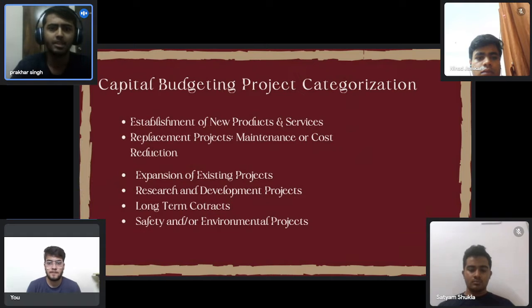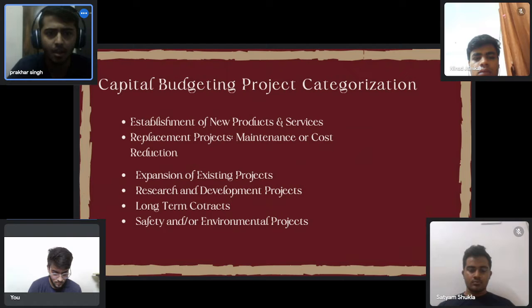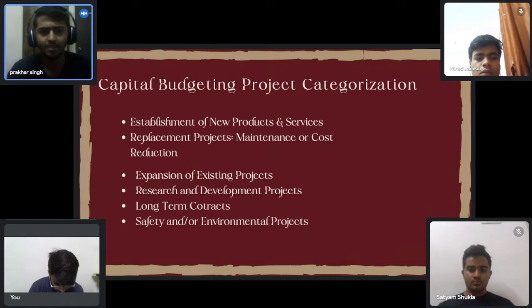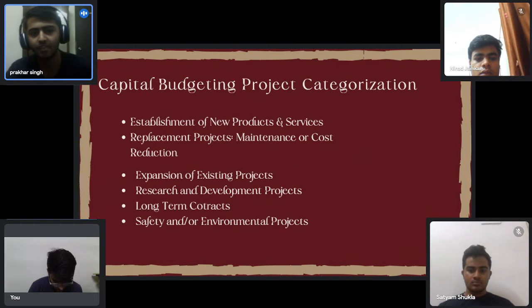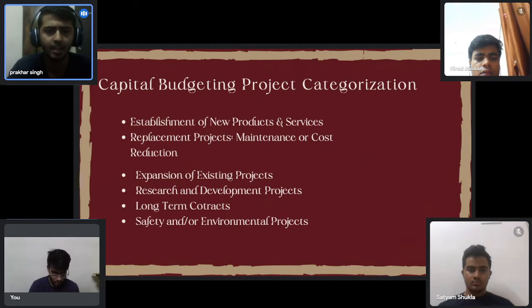Now the capital budgeting project categorization. Here are the categories. The first one is establishment of new products and services. The second one is replacement projects, maintenance or cost reduction. The third one is expansion of existing projects. The fourth one is research and development projects. The fifth one is long-term contracts, and the sixth one is safety and/or environment projects.